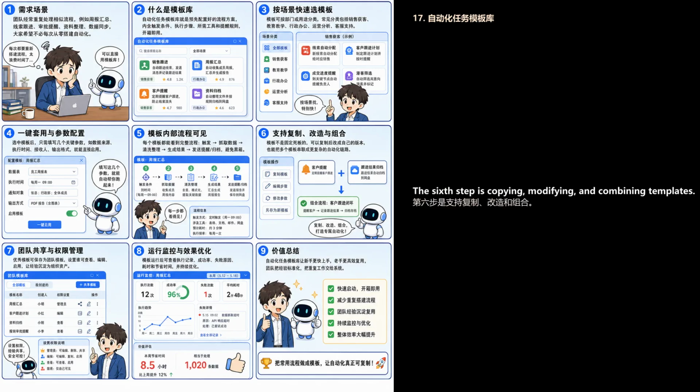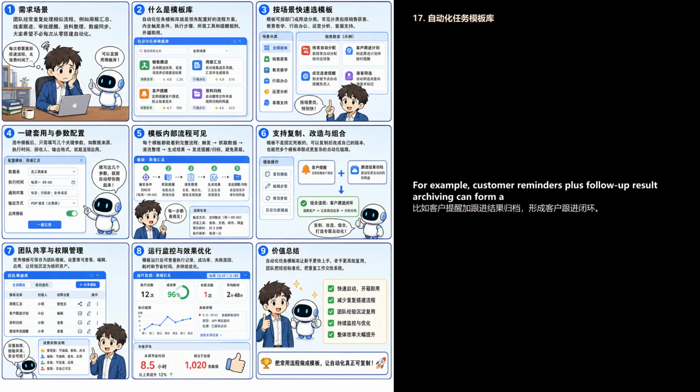The sixth step is copying, modifying, and combining templates. Templates are not fixed. You can copy one and adjust it to your own version or connect multiple templates into a more complex workflow. For example, customer reminders plus follow-up result, archiving can form a customer follow-up loop.